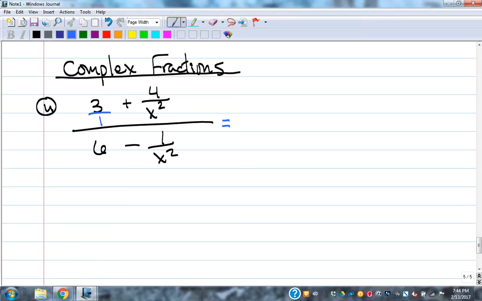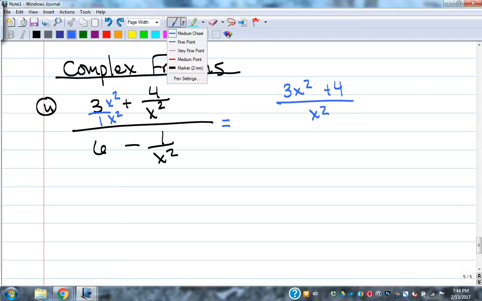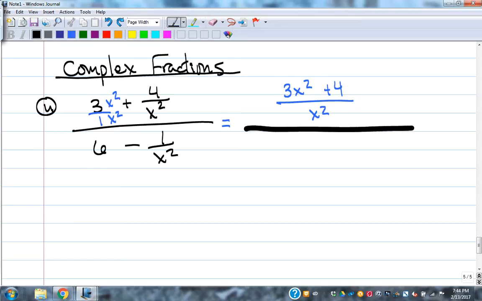Denominator, not numerator. X squared. There's a 1 on one of them and an x squared on the other. The common denominator would just be x squared. So the 3 needs an x squared on top and bottom. So we end up with 3x squared plus 4 over x squared. And then let me put that big fraction bar there.